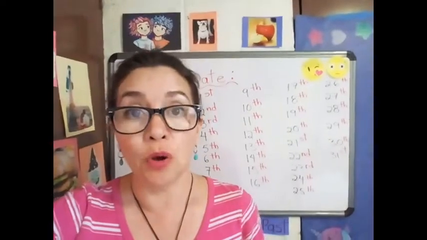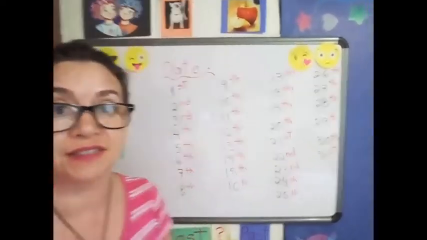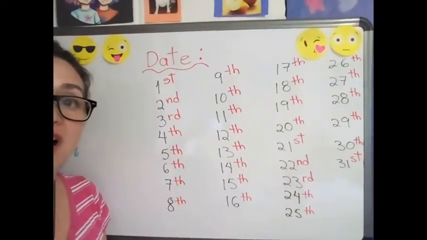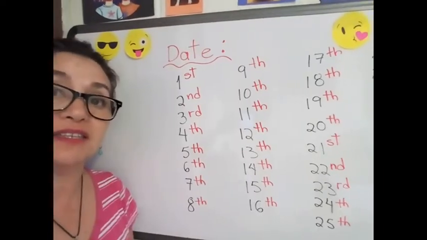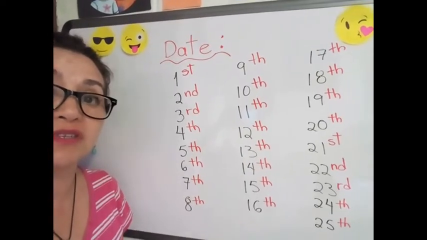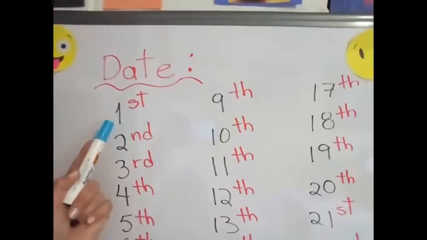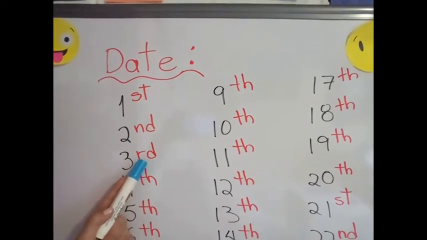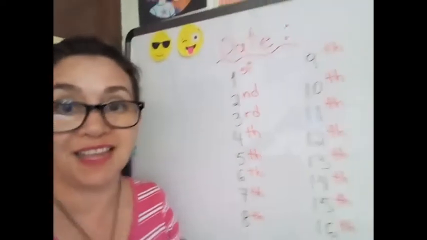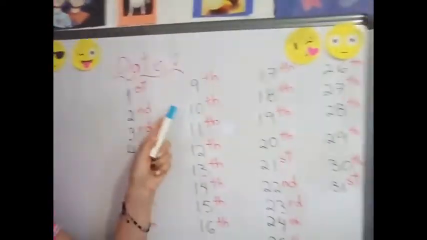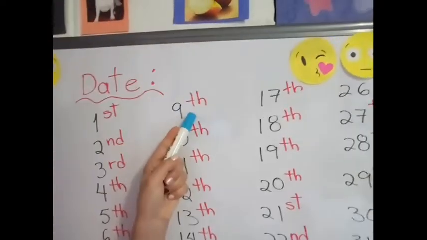And now let's see the dates. In English, ordinal numbers are used for the dates. Generally, months have between 30 or 31 days, but in English, the date is expressed with ordinal numbers, like this: first, second, third, fourth, fifth, sixth, etc. We usually write the abbreviation like this.